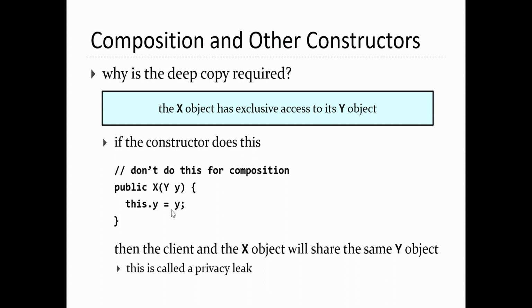When you write that, what ends up happening is the X object shares its field with whoever called the constructor that passed in that Y object. It's the same Y object in this case. So in a composition, if you end up sharing your internal field with somebody else, that's called a privacy leak. X is supposed to have exclusive access to this.y, but it doesn't. Whoever has a reference to that Y object also has access to this.y now.